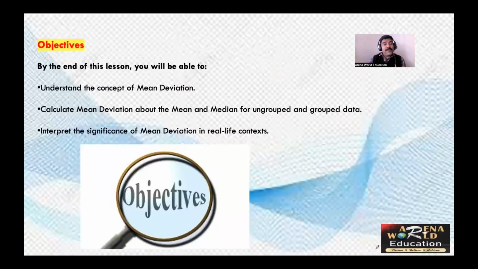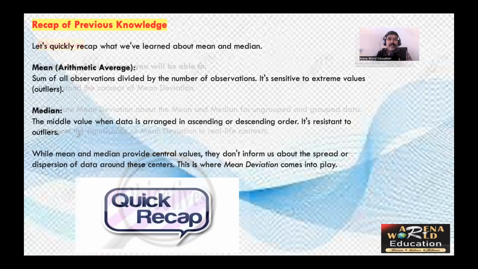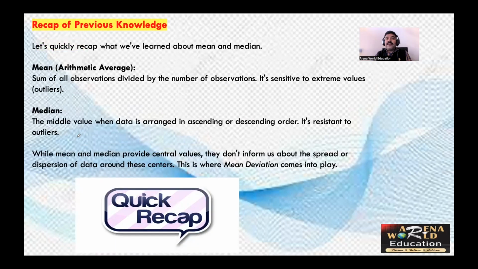These are the objectives of today's lesson. By the end of this lesson, you will be able to understand the concept of mean deviation. You will be able to calculate mean deviation about the mean and median for ungrouped and grouped data. And you will be able to interpret the significance of mean deviation in real life context. So let us quickly recap what we have learned about mean and median in our previous classes.